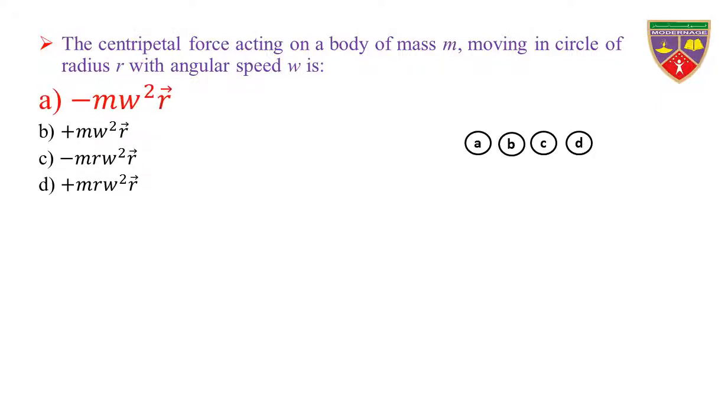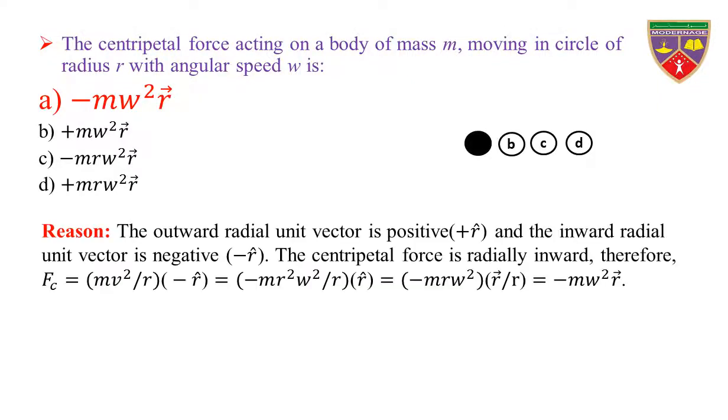The key is minus m omega square r vector. Therefore, the correct option is A. Reason: the outward radial unit vector is positive and the inward radial unit vector is negative. The centripetal force is radially inward.